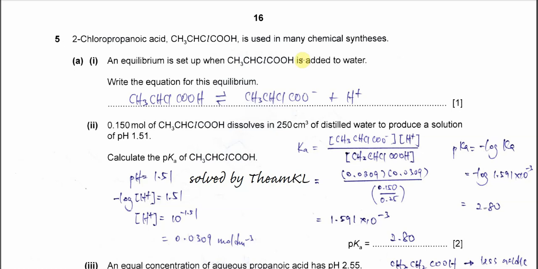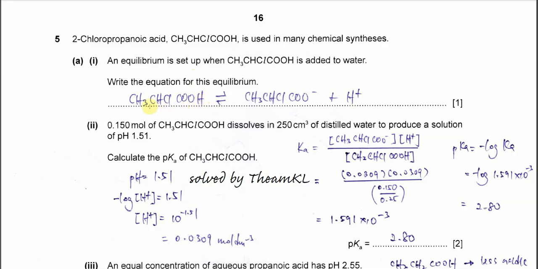Question 5. 2-chloropropanoic acid is used in many chemical synthesis. A. Part 1. An equilibrium is set up when 2-chloropropanoic acid is added to water. Write the equations for this equilibrium. It's better for you to just write the equilibrium without H2O.